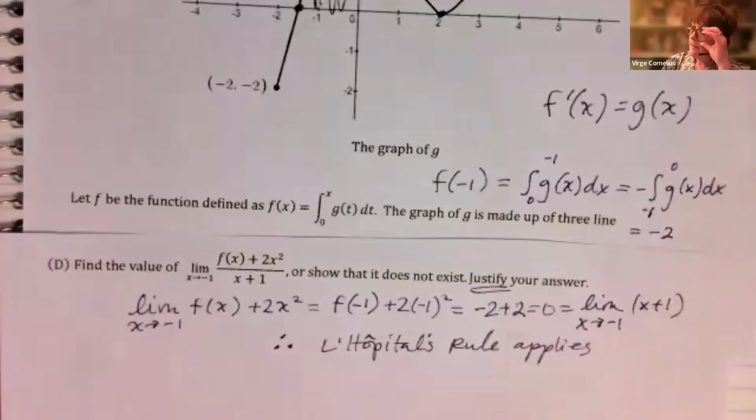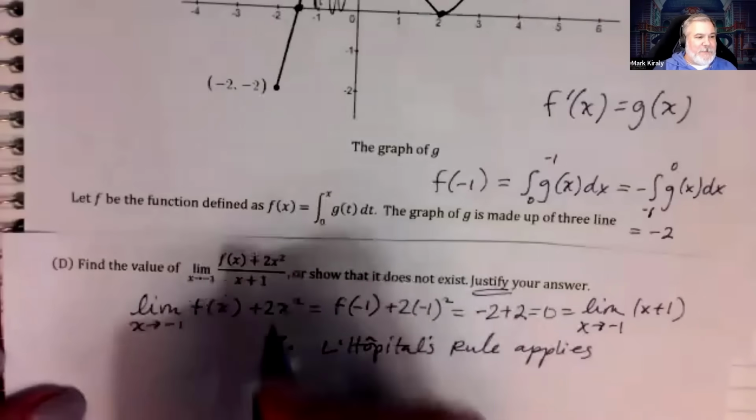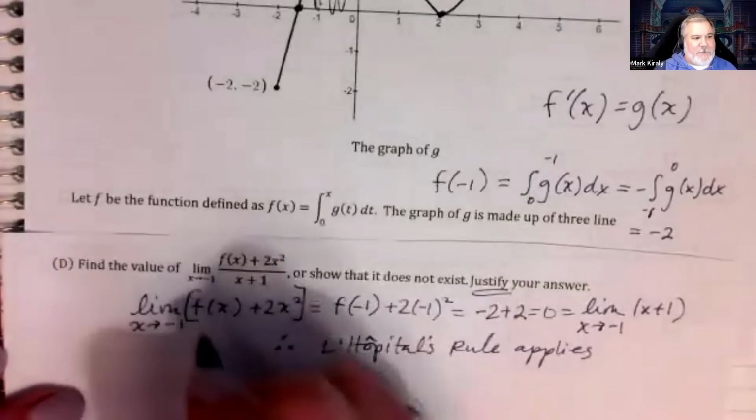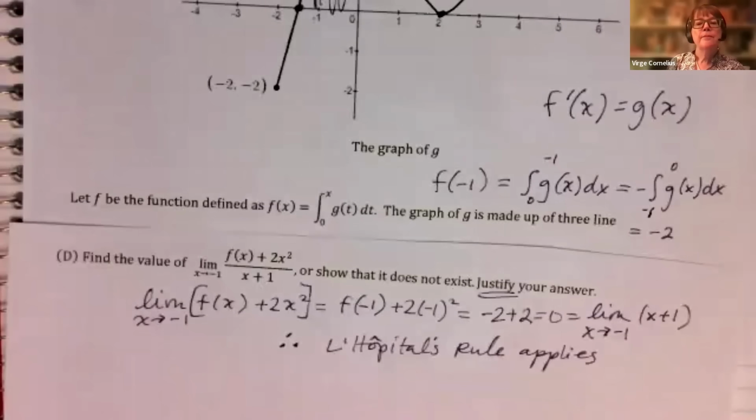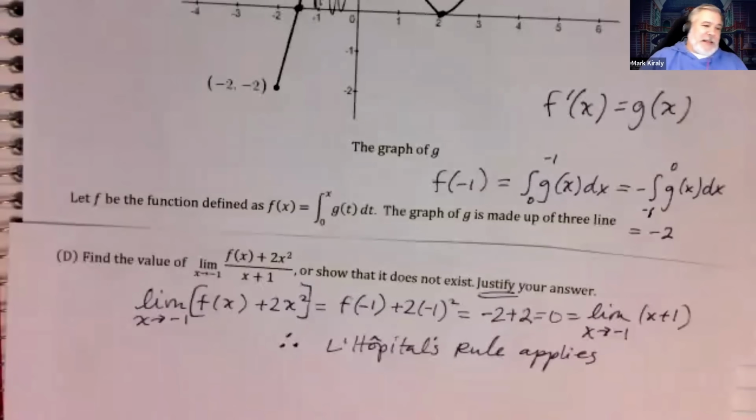I don't know how important this is for you, Virge, but I would like to see a parenthesis on the argument on that first limit. Okay, sounds good.